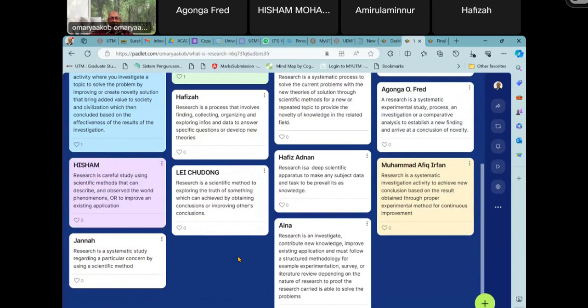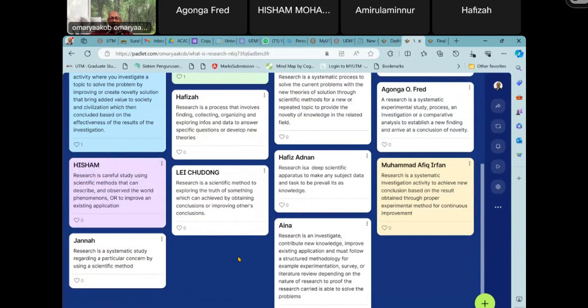This is the way, or the methodology, of your research that brings added value to society and civilization, which is then concluded based on the effectiveness of the result of the investigation. So when the experiment is concluded, you will see the result, and then you will see whether your methodology, your angle or objective to tackle the problem, is effective or not. From there you can conclude that it is indeed of benefit to the problem, and there are probably some improvements that can be done in future works. Yeah, that's all. Okay, thank you, Amirul.